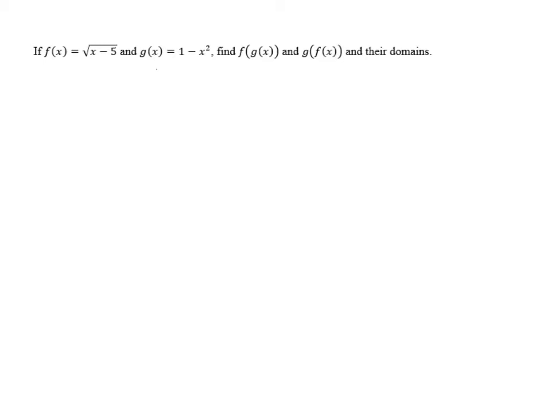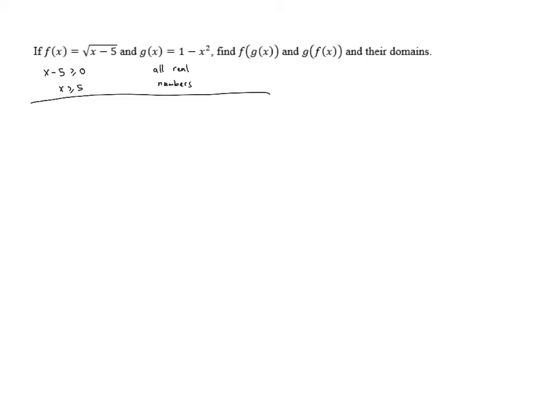The domain of g is all real numbers because it's a polynomial. The domain of f requires a little bit of calculation. Because we're taking the square root of something with a variable, we know that the radicand, in this case x minus 5, must be greater than or equal to 0. And so when we solve for x, this gives us x is greater than or equal to 5.